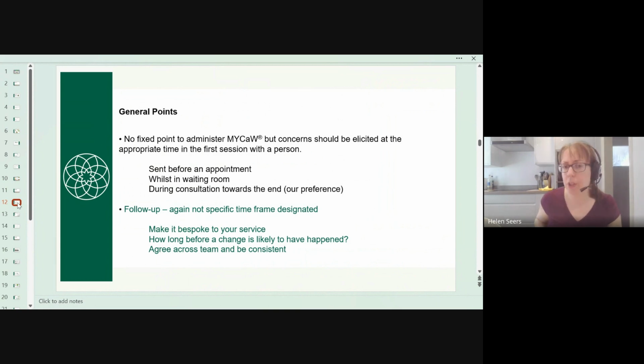But you could equally, other services do send MyCore before their appointment or whilst people are waiting. But from talking to Kelly and Adam, we've derived that it is part of the initial home visit for the personalised support plan being formulated. That's when the MyCore will happen.